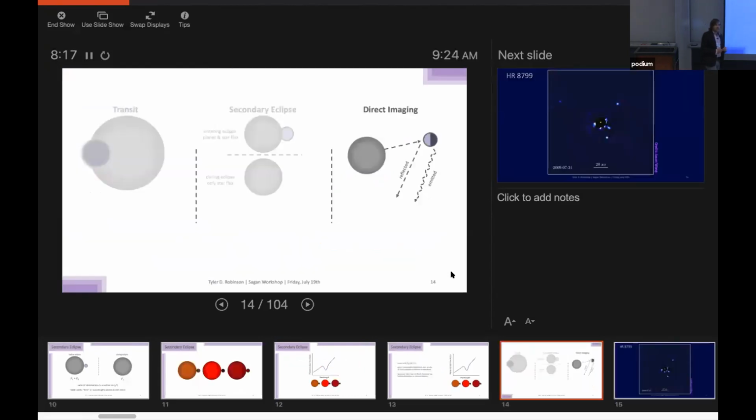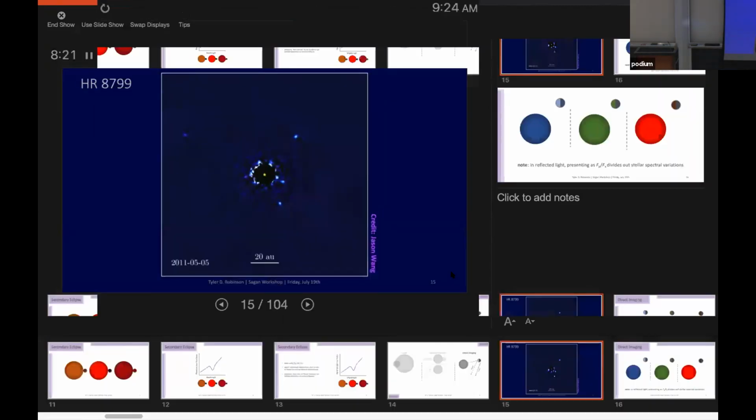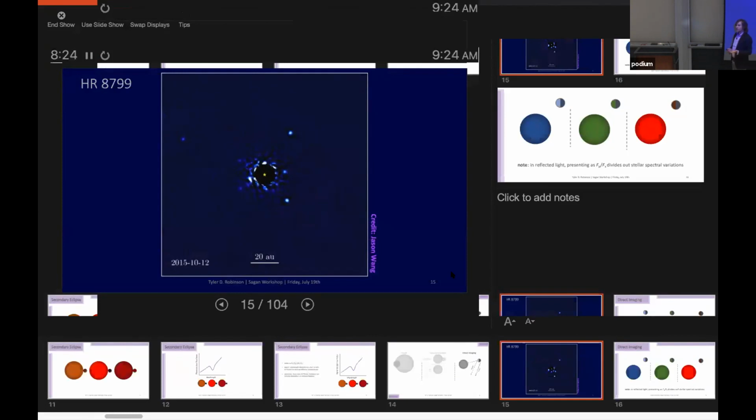And then lastly, let's talk about direct imaging in both reflected light and emitted light. You are probably all most familiar with direct imaging of hot, young exoplanets, where the contrast ratio is working in your favor. The planet is still glowing with its residual energy of formation, and so the contrast between it and its host is favorable for doing direct imaging from the ground.